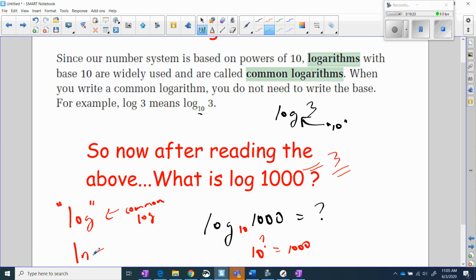ln is called natural log. We use this more when we get to calculus. And it is a logarithm. It's another popular logarithm, but more so for advanced level maths. So this is common log. We said it's base 10, this one. Natural log is what's called base E.